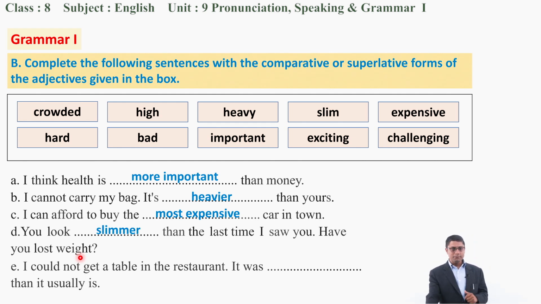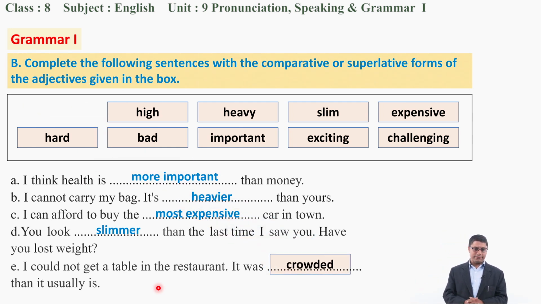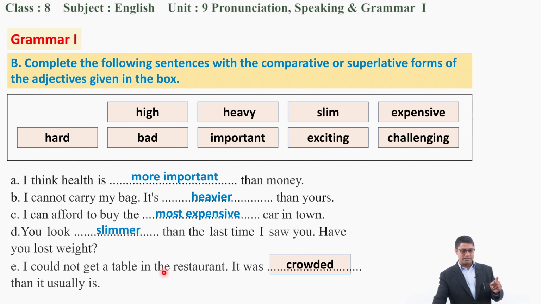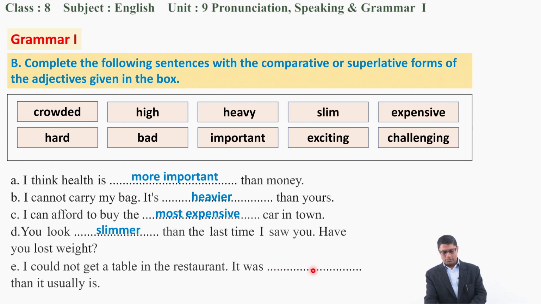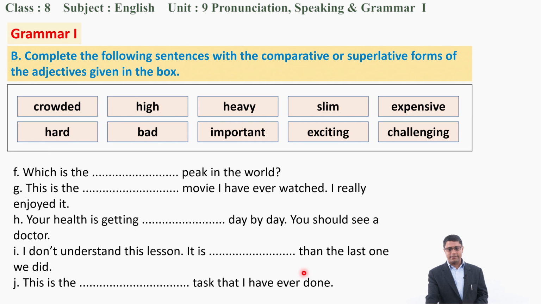That's good. Similarly, let's move on to E. I could not get a table in the restaurant. It was, then it usually is. So, what will be the word there? What will be the suitable adjective there? Can you guess? Very good. It's crowded. That's why you cannot get the table. But we need to use, very good, comparative degree here because we are comparing the same restaurant but in different times, usually and today. So, see there, we need to use more crowded. Very good, you did well. Let's move on to the remaining activities.